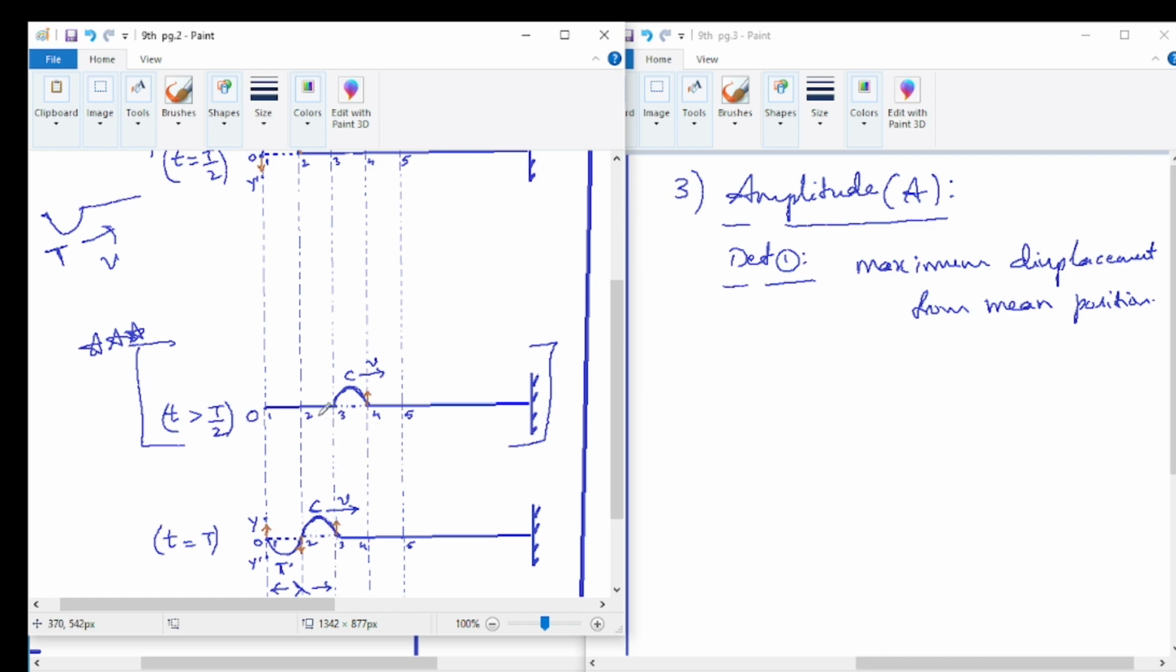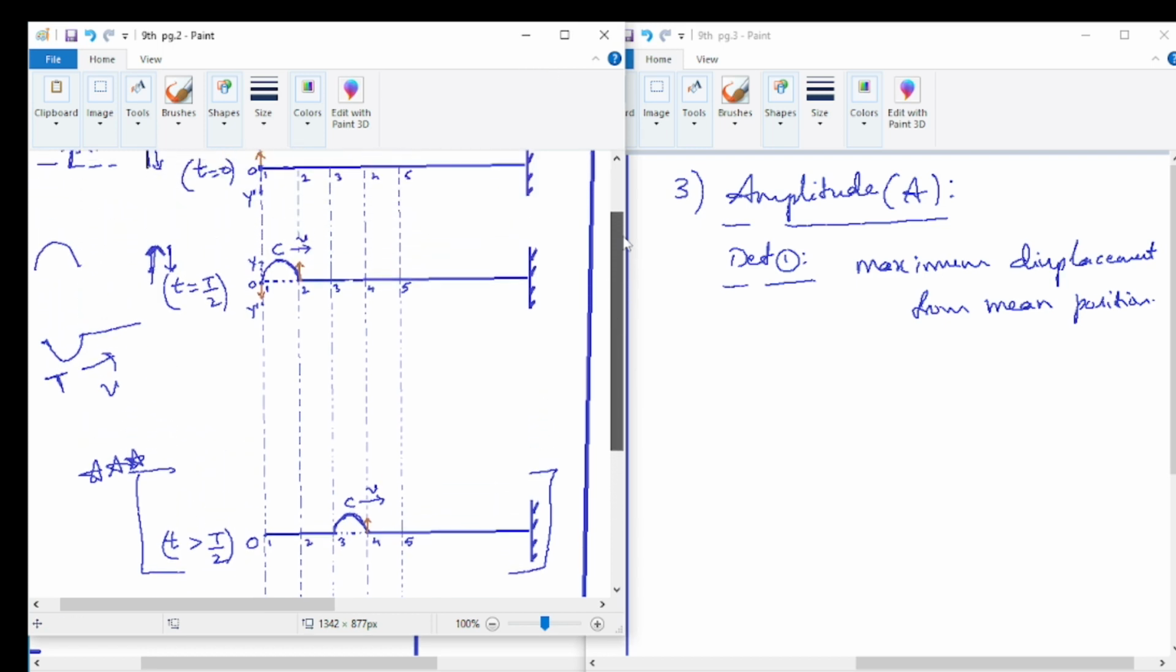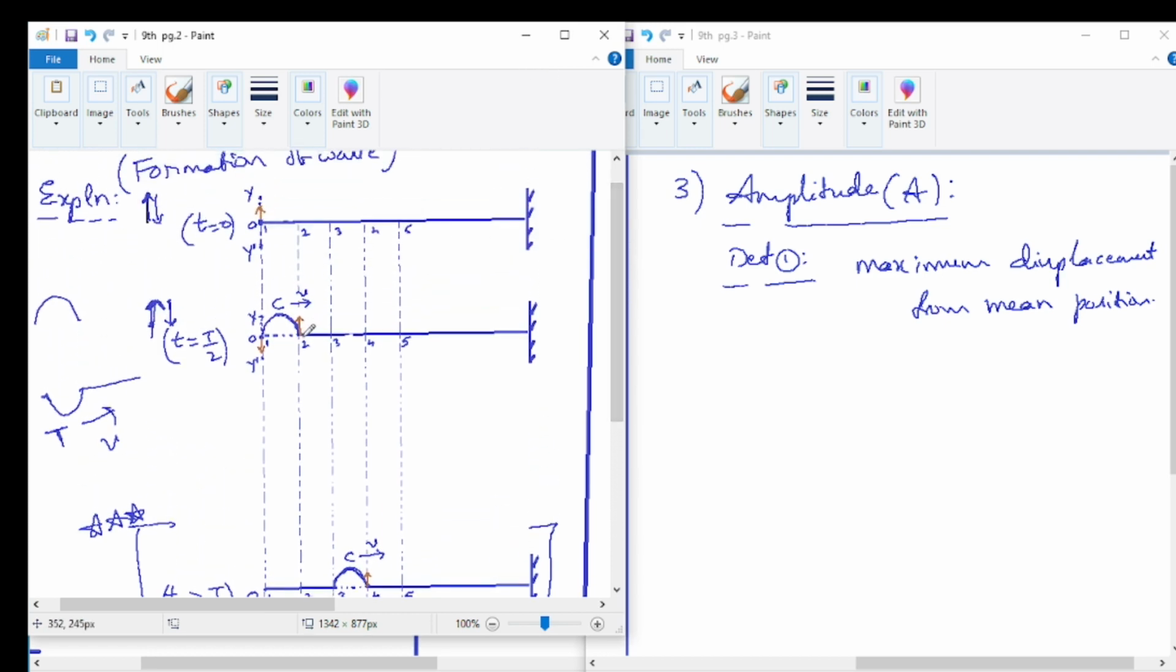Now, consider the particle 2. This particle 2 was at rest earlier. So at time t is equal to T by 2 also, the wave, which is nothing but disturbance, has not yet reached, just about to reach the particle 2. So it just starts moving upwards. Still it's at its mean position, its position of rest, that is mean position O only. Here again we can consider a path Y O Y dash. It's still at its mean position O, so its displacement is still 0 only.